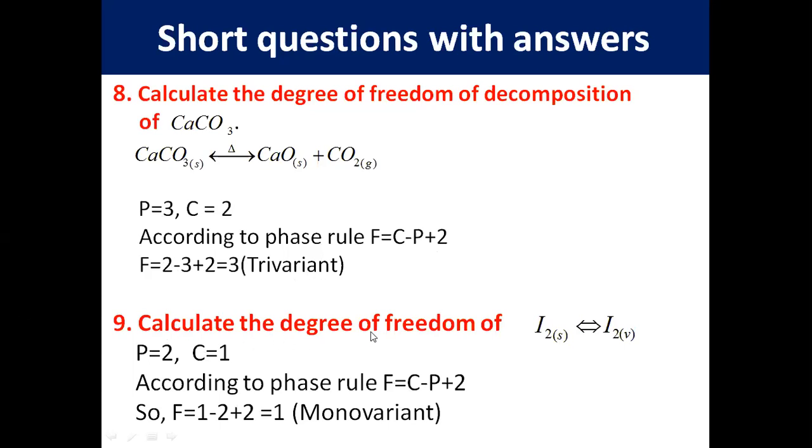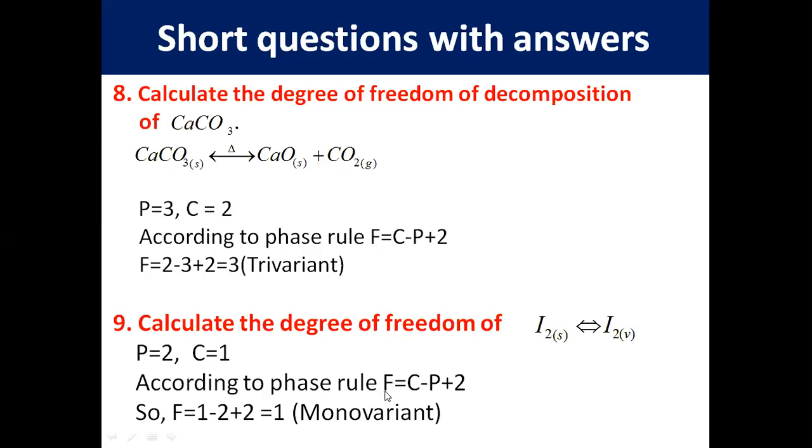Question number 9. Calculate the degree of freedom of the equilibrium which exists between iodine in the solid phase and iodine in the vapor phase. So here two phases are here. One is solid iodine, another one is vapor iodine. So P is equal to 2 and the substance is 1, that is, component is 1.